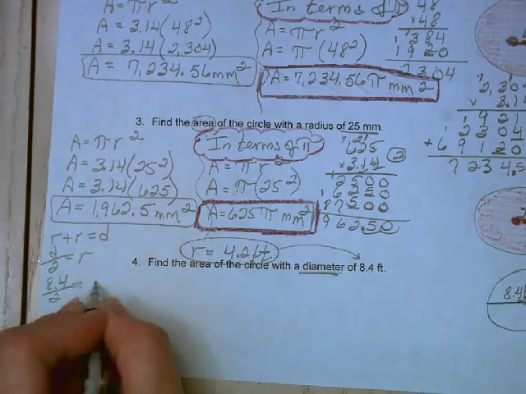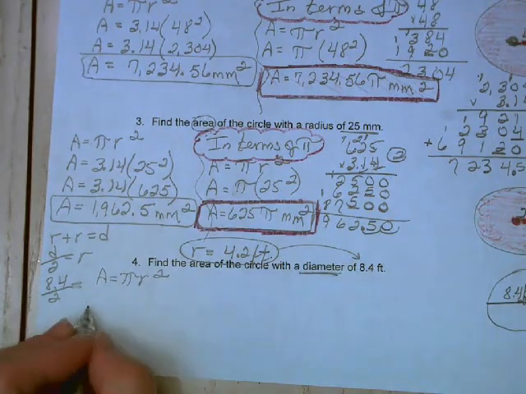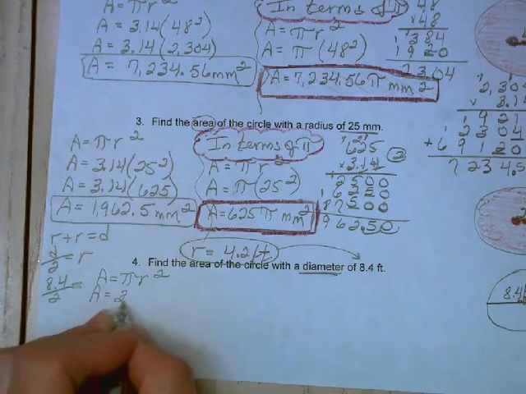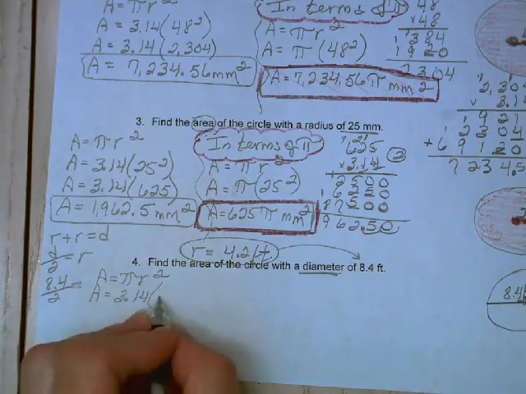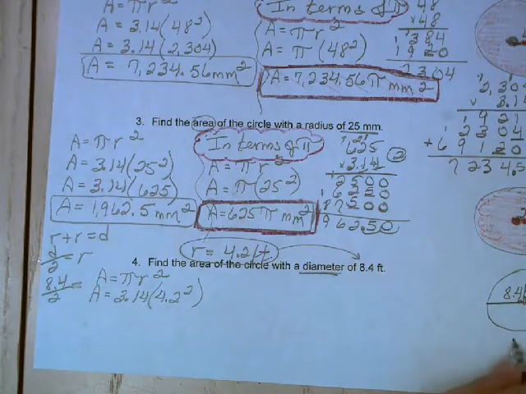So area equals pi radius squared. Area equals 3.14 times 4.2 squared. 4.2 times 4.2. 2 places behind the decimal. 2 times 2 is 4. 4 times 2 is 8. 4 times 2 is 8. 4 times 4 is 16.